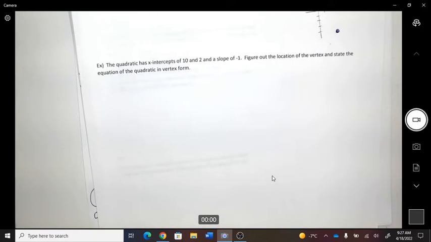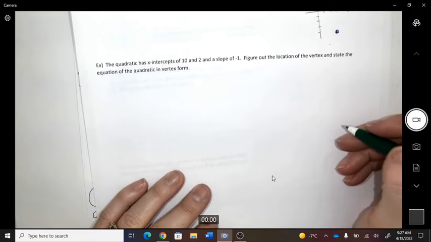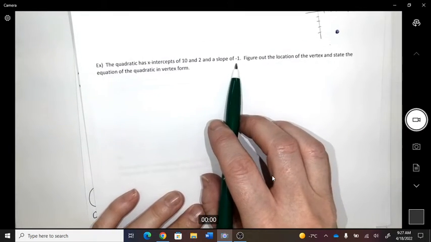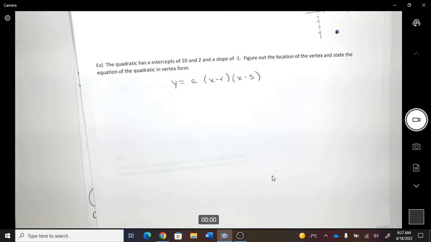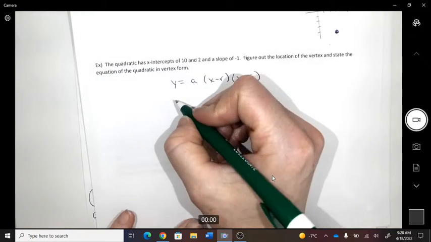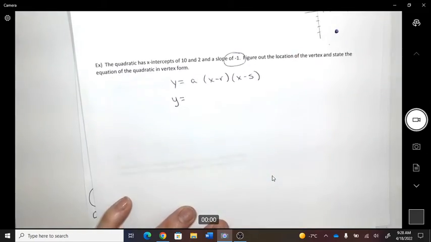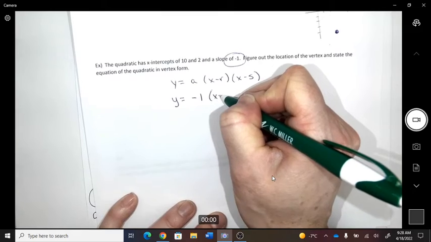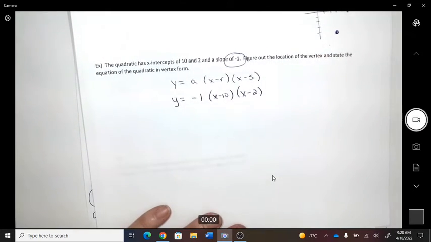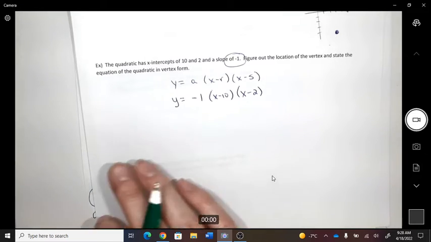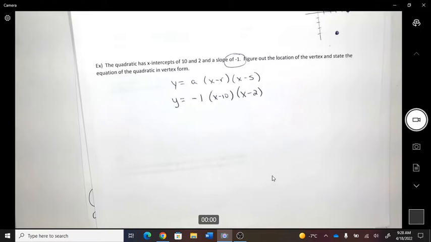Okay, let's see this one then. A quadratic has x-intercepts of 10 and 2, and a slope of -1. Okay, so I'm going to look at this in my formula sheet. Okay, I have those beside me. Okay, ready? The formula would be y equals slope of -1. If I have an x-intercept at 10, then this is x minus 10. And a x-intercept of 2, so x minus 2. Okay, so that would be in factored form.